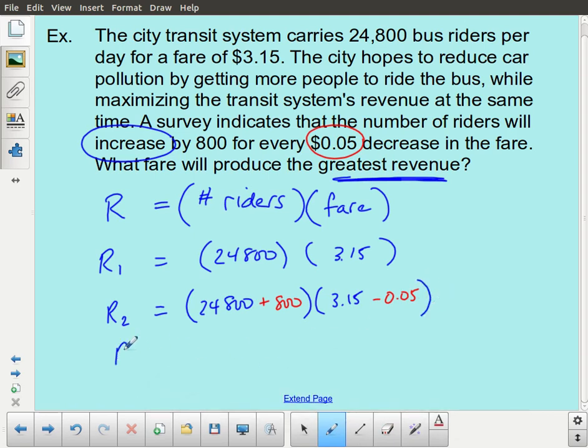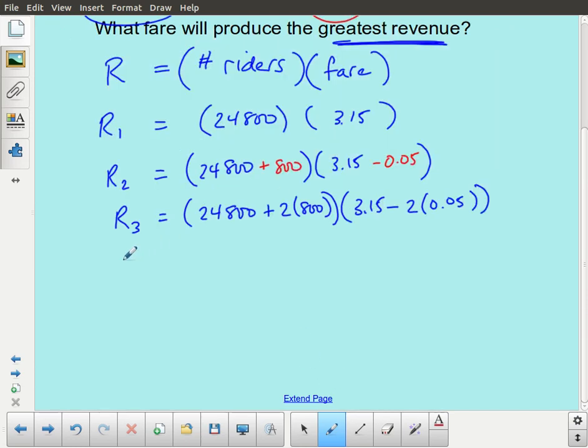Now I could do another one of these, and what if I did 24,800 but doubled this? So instead I want to add 2 times 800 riders. What kind of price decrease would I have to then implement? It would have to be minus 2 times 0.05. And so now we get to the actual equation, and ideally you want to just be able to go straight to this.